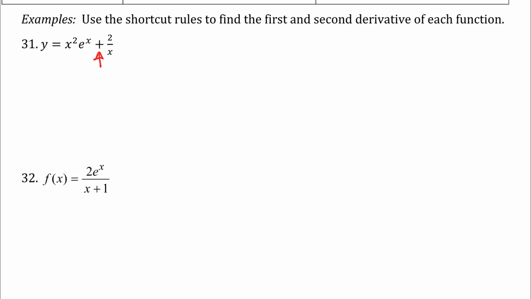And then when I look at the stuff that is before the addition sign, I'm going to notice that I have x squared times e to the x. So those are two functions of x that are times each other. So I'm going to need product rule on that part.